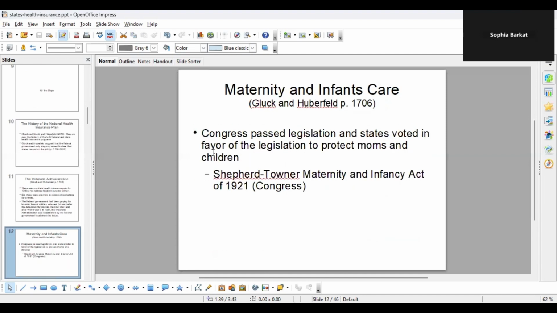Next, in the 1920s, we see the rise of feminist movements in the US, especially related to voting and also related to maternal and child health issues. Congress finally passes legislation and states vote in favor of the legislation to protect moms and children. The Sheppard-Towner Maternity and Infancy Act of 1921 comes into play. Congress passes this law.